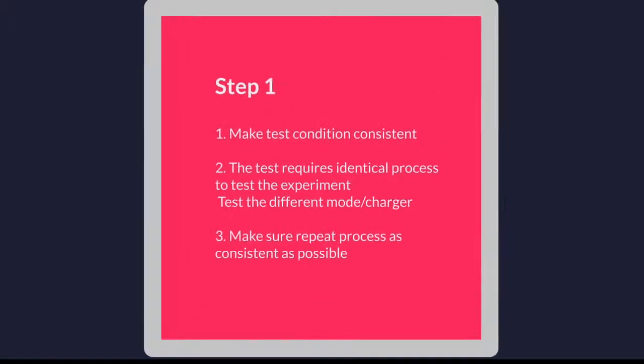After the warm-up, our first step is to make the test conditions consistent. We try to find an identical process to run the experiment. And we try to test the different modes or chargers. Last but not least, we make sure the repeated process is as consistent as possible.